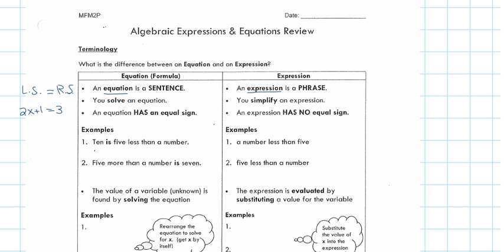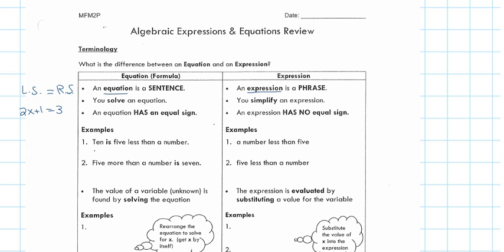You can solve an equation. So you can solve for the variable. You can find what number you can put in that variable that satisfies the equation. The equation is like a balance. You have the left side, the right side, and then you have that balance in between.